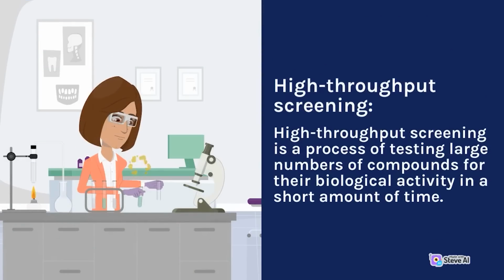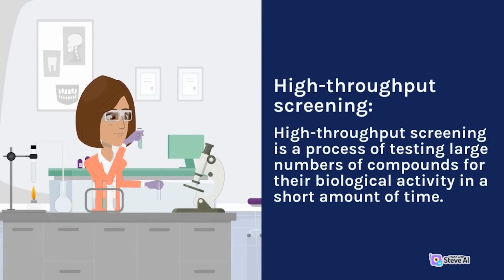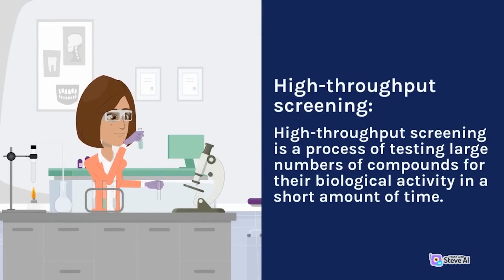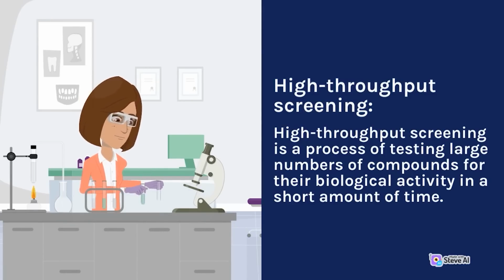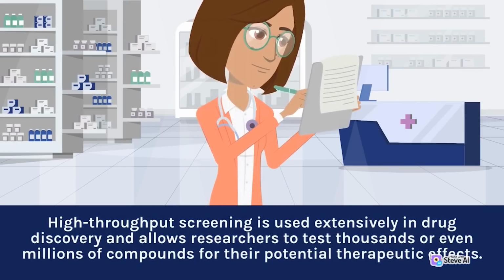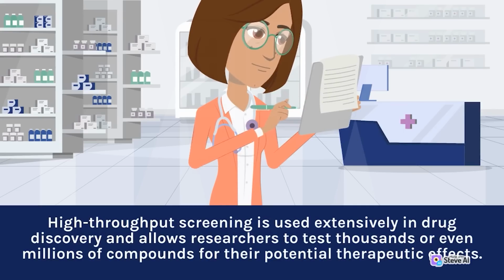High-throughput screening. High-throughput screening is a process of testing large numbers of compounds for their biological activity in a short amount of time. High-throughput screening is used extensively in drug discovery and allows researchers to test thousands or even millions of compounds for their potential therapeutic effects.